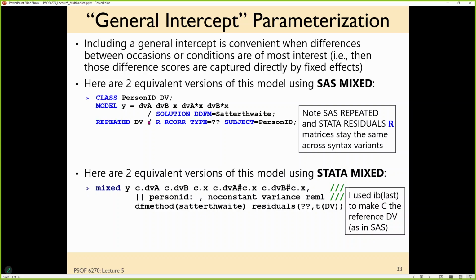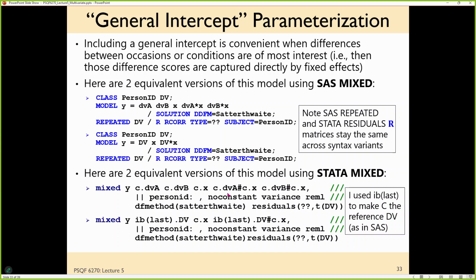So this version of the model, this is what it would look like in SAS. This is what it would look like in Stata. So I have Y as my generic outcome. I have DVA and DVB as main effects. That gives me the differences between conditions. And then I have X as a main effect, and then interaction terms that say how the effect of X differs if I'm predicting B instead of C and A instead of C.